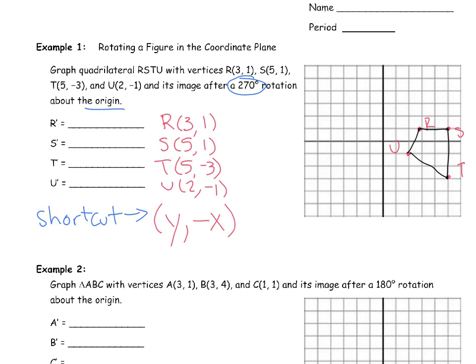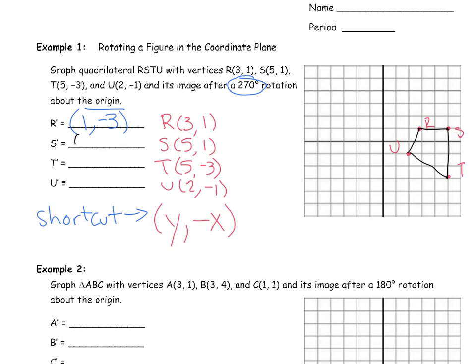According to the shortcut for a 270-degree rotation, and notice this is a counterclockwise rotation, I would follow this shortcut, which basically tells me that I'm switching the order and making the x its opposite. So for the first point, R prime, switch the order and make the x value its opposite.